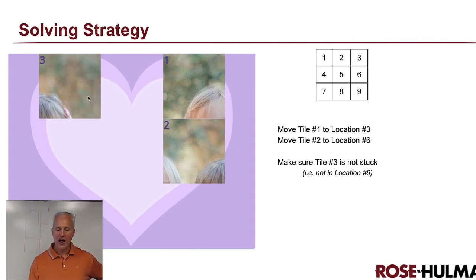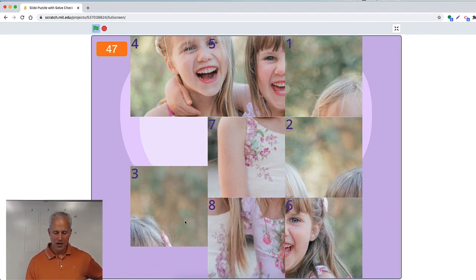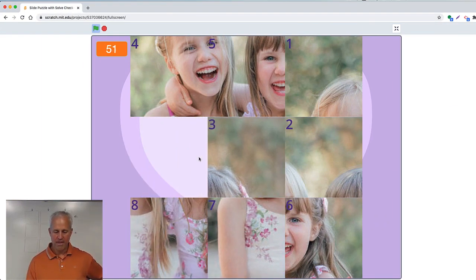So I want to move tile 3 into the middle. So tile 3 needs to go to that position 5. This step should hopefully be a pretty easy step, presuming it was not stuck. So now I've got 1, 2, 3. They're like a train, right? So this train is ready to move around the station.